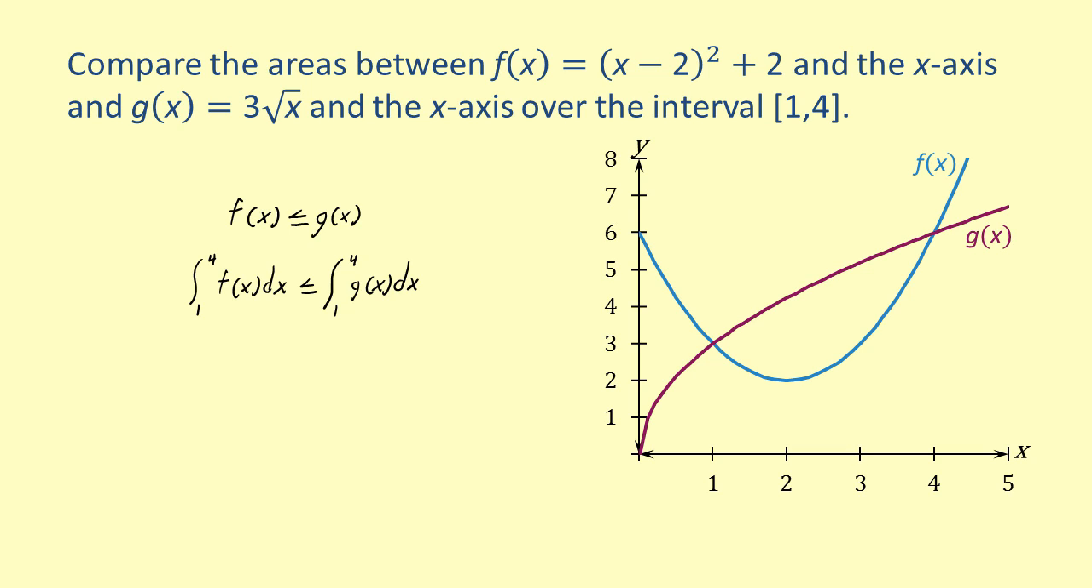Recall that the integral of a function over an interval represents the area between the curve of that function and the x-axis over the interval. Therefore, by the comparison theorem, the area between g of x and the x-axis is greater than the area between f of x and the x-axis on the interval from 1 to 4.